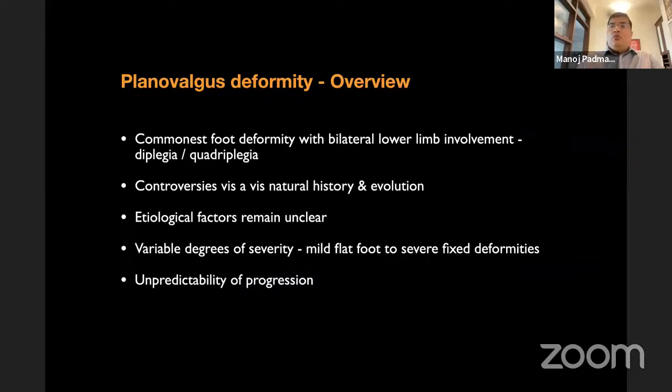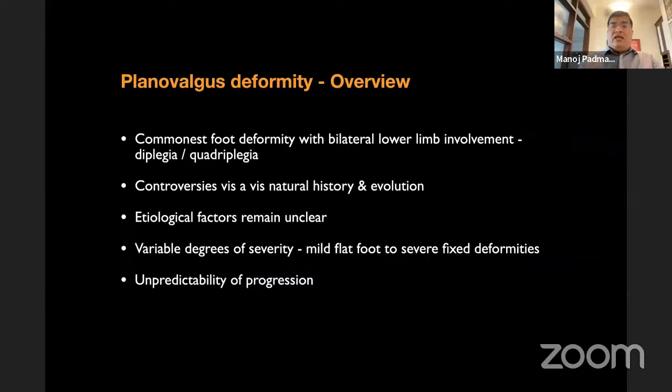A young child may have planovalgus up till about 5 or 6, which may be a manifestation or an exaggeration of even the physiological thing, and may go on to develop an equinovarus deformity later, especially in hemiplegics. And sometimes up to the age of 5 or 6, you cannot distinguish whether it's a hemiplegic or a diplegic. So the etiological factors remain unclear. Whereas our understanding of a lot of these neuromuscular foot deformities came from polio, where it was almost like simple arithmetic. One muscle is not working, the antagonist is taking over and acting and producing the deformity.